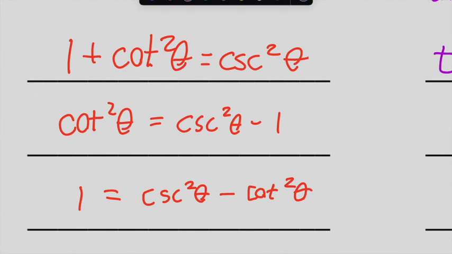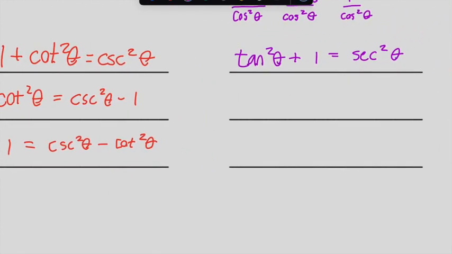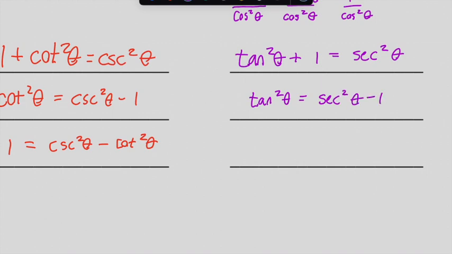And then finally, over here you got tangent squared of theta plus 1 equals secant squared of theta right there. So let's rearrange those. Let's get tangent squared by itself. What would that look like? Yeah, subtract 1. That would be secant squared theta minus 1. And then if you want to get 1 by itself, subtract over tangent squared. It would look like this.